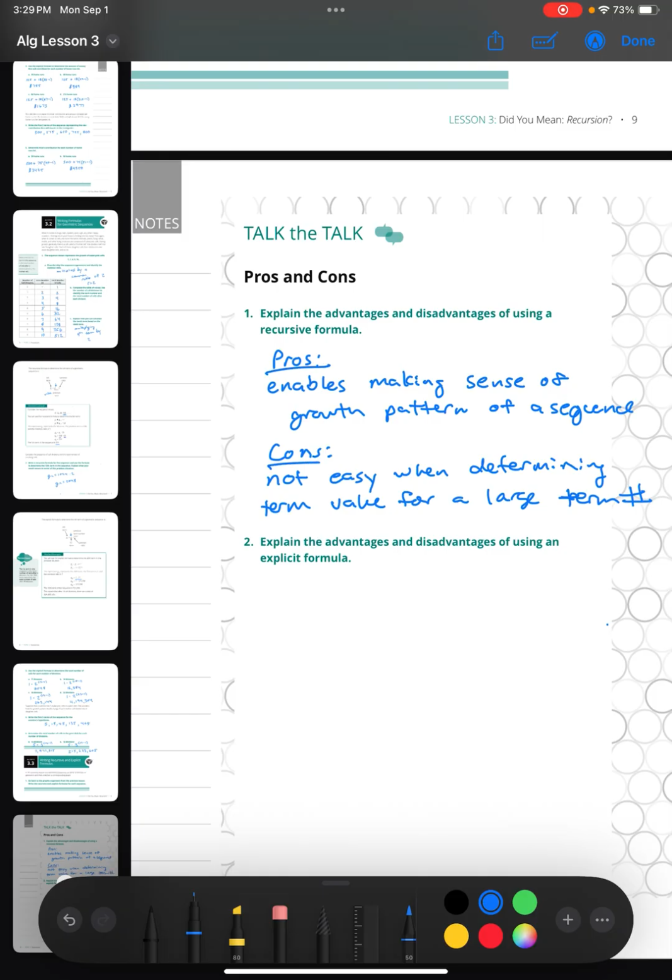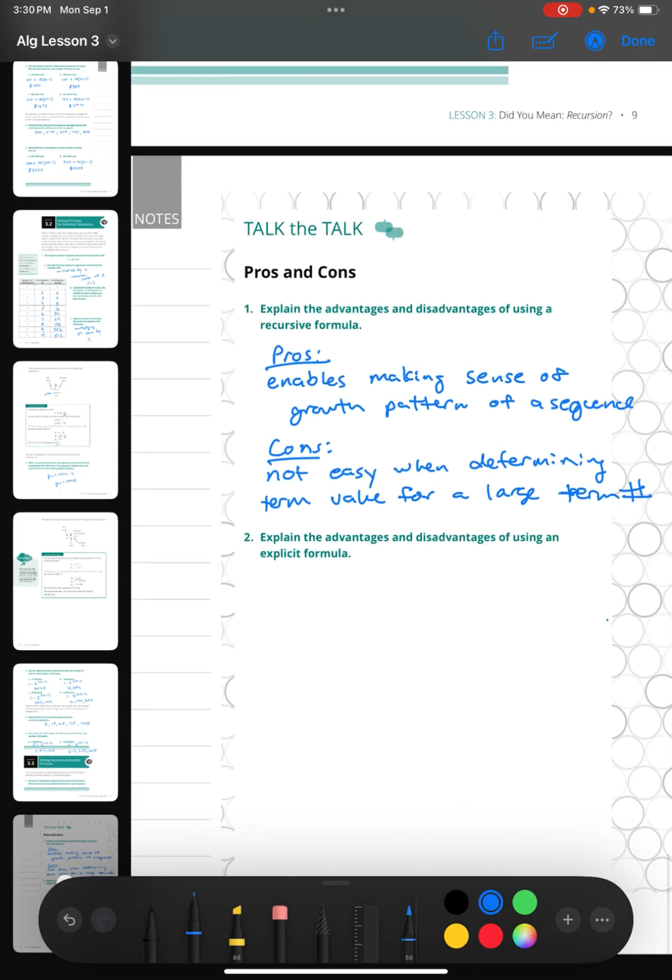In other words, if we're just going to use the recursive formula and add or multiply by the same number times the previous term, if we get up to trying to find the 1,000th term, it's going to be not efficient to go calculate that for each term to get to the one we're trying to find. Okay, and then explain the advantages and disadvantages of using the explicit formula. Pros: it's more efficient for finding value of a large term number.